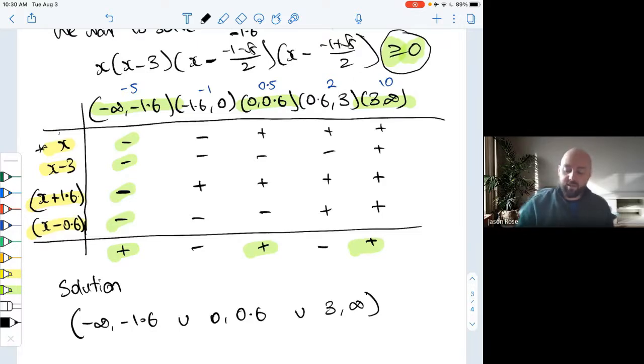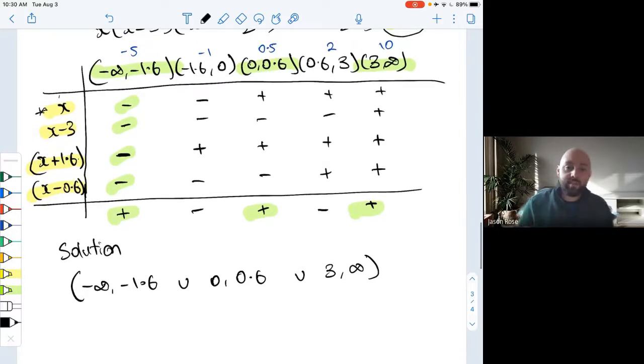If it asked for strictly greater than 0, what I would then say is the polynomial being equal to 0 is not allowed. It's equal to 0 at negative 1.6, 0, 0.6, and 3, because that's what we solved in the long division and the factoring and everything. So if it was strictly greater than 0, not allowed to be 0, I would use soft brackets, because you can't have those numbers in your final answer.